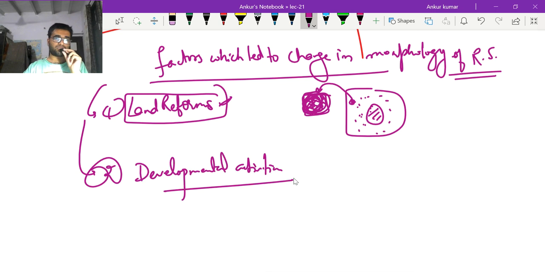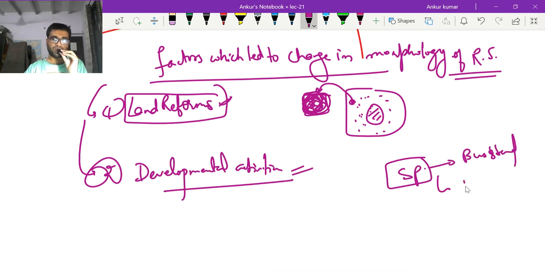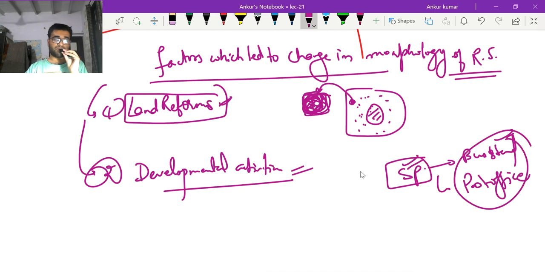See, earlier special parts were mainly the cultural institutions, whether it is the panchayat or the temple. But gradually, with the developmental activities, new special parts emerged, like the bus stand. Okay, the new special parts include, let us say, the post office. So what happened around these special parts is that people started making their houses. This again led to the change in morphology of the rural settlements.